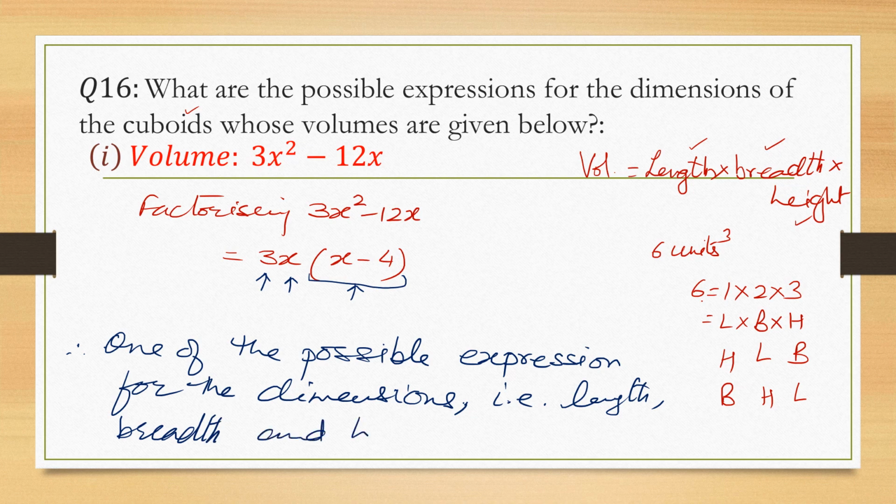And height is x minus 4. So this is one of the combinations I have written. For example, suppose 3 is length, x is breadth and x minus 4 is height. Again, I have picked up one part. In question number 16, there are 2 parts. So I have picked first part. Same way, try to do second part yourself.